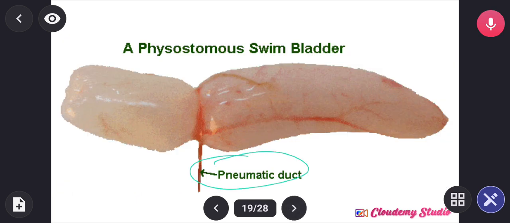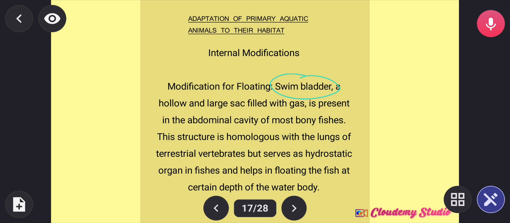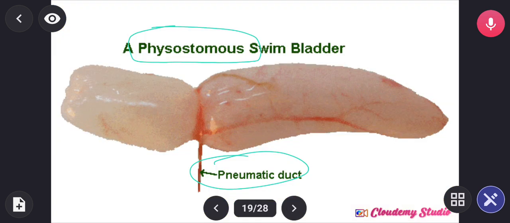And because it has a pneumatic duct, we call it the physostomous swim bladder. And the one that does not have a pneumatic duct, we call it the physoclistous swim bladder. You understand? So a swim bladder may have a pneumatic duct or it may not. Anyhow, you should know that it is the swim bladder that provides buoyancy. That is very, very important. It provides buoyancy in water and helps them to float inside water. Now, it also serves as a hydrostatic organ in fishes. It helps them in floating at a certain depth of the water body. That is the function of the swim bladder.